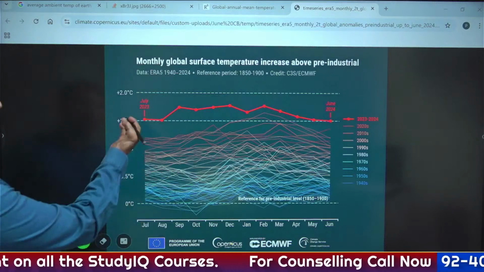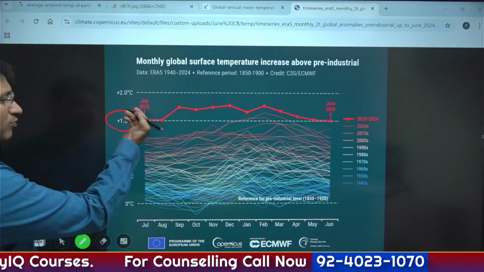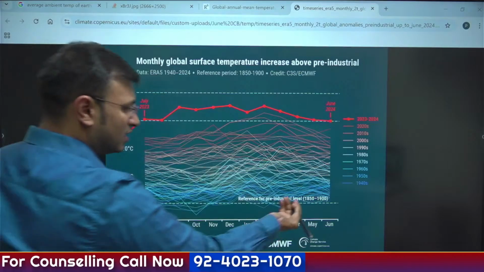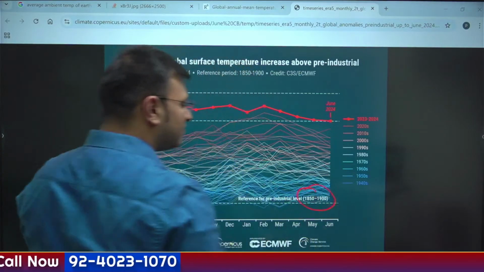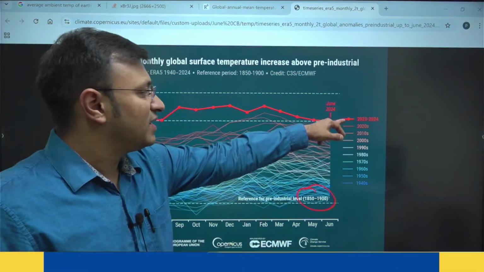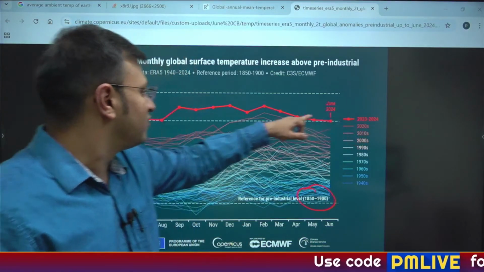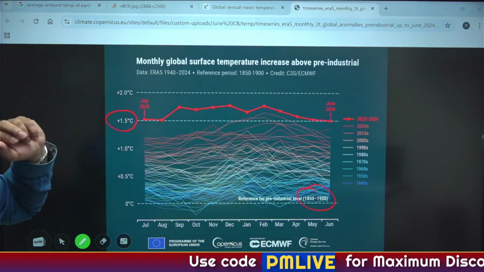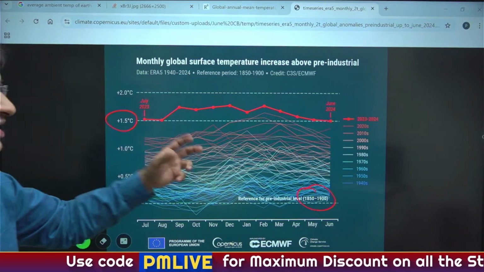So globally now the average has peaked by 1.5 degrees Celsius since when? Since the pre-industrial average 1850 to 1900. So this is 1940s, and now if you are talking about 2020-24, the global average has peaked by around how much? By around 1.5 degrees Celsius.